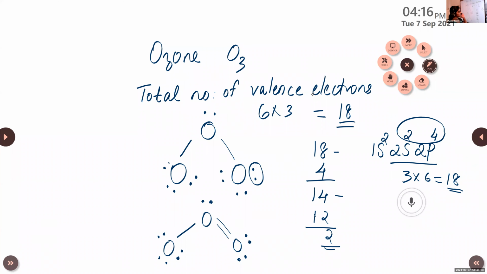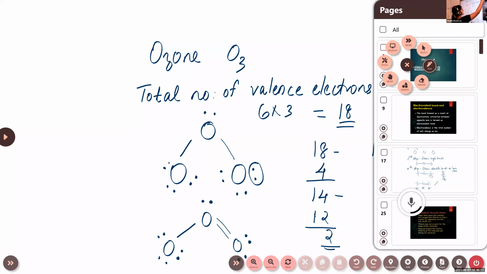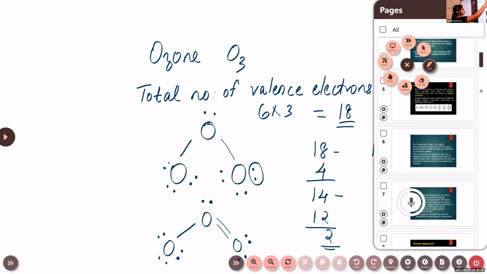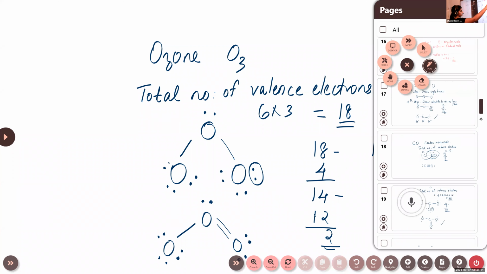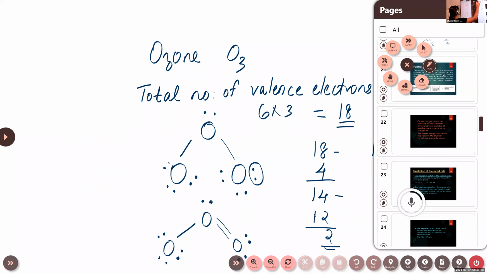So have you completed this one? Do you have any doubt in drawing the Lewis structures? This is clear, right? So we are moving to the next topic, that is about formal charge.